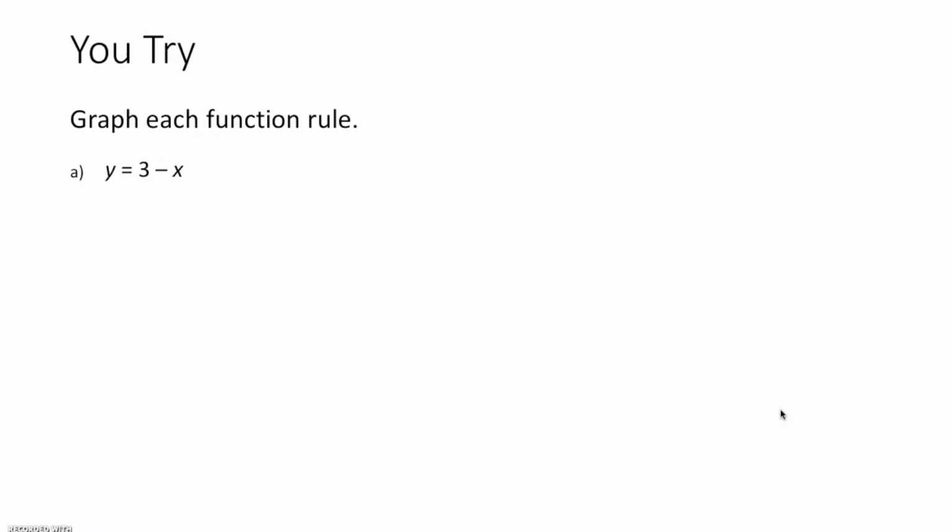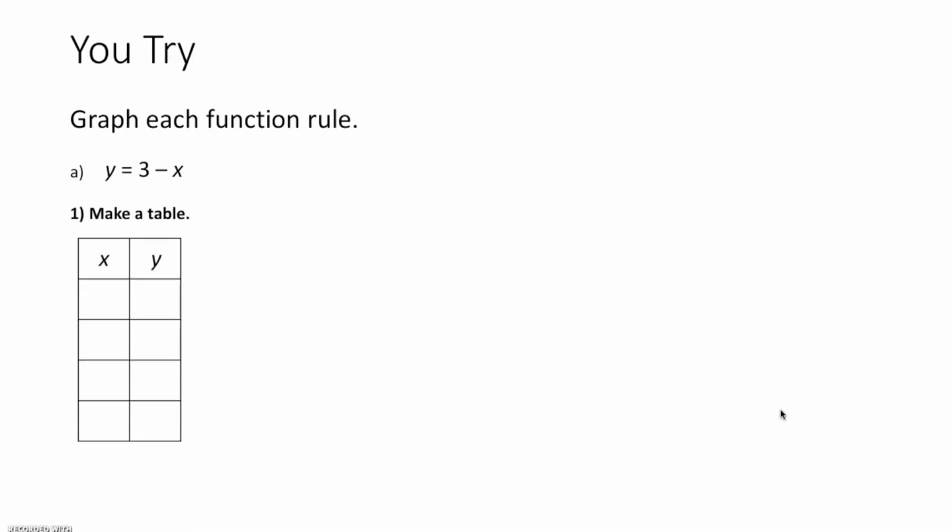Okay, again, we're graphing this function rule. So how do we graph a function rule? We need to make a table. Here's our table. Now, what x values do you fill in? Whatever ones you want. In this case, I'm going to pick 0, 1, 2, 3.